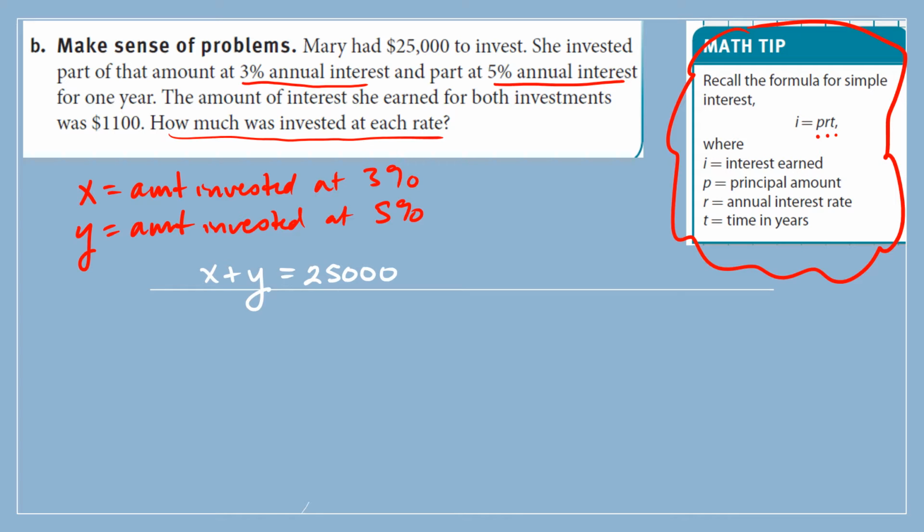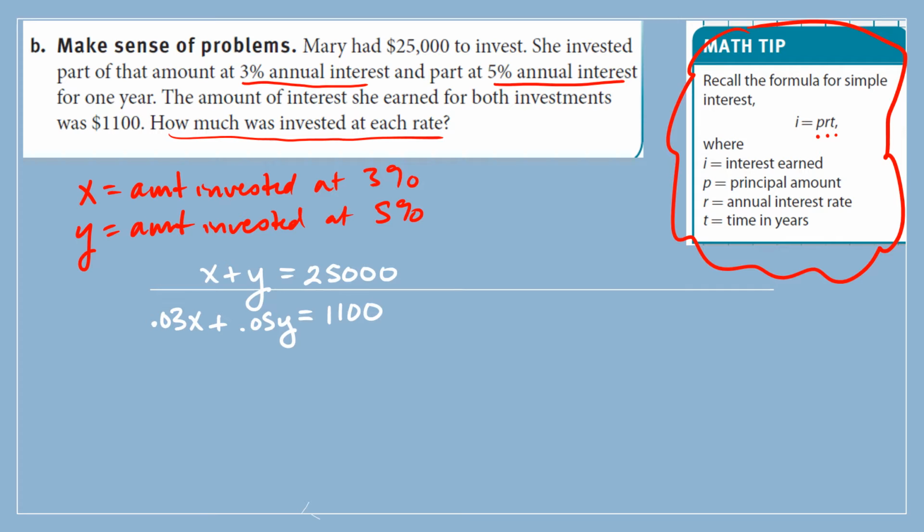And then the interest: principal, which would be our x, times rate, which would be 0.03, times time, which would be 1. So 0.03 times 1 times x, that would be the interest for that first amount. And then for y, principal is y, that's the amount. Rate is 5%, and time is 1 for 1 year. So 0.05y, that's the interest she earned on that amount. And the total she earned in interest was $1,100.